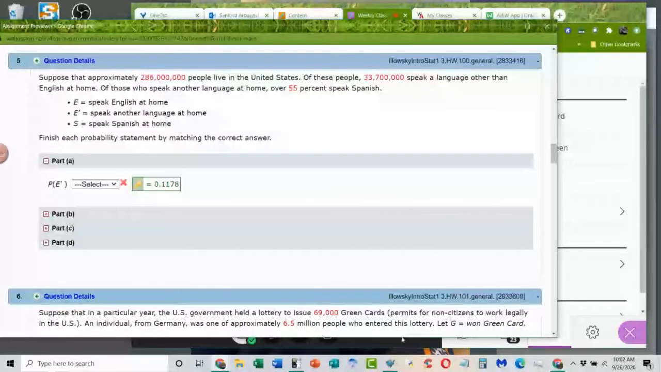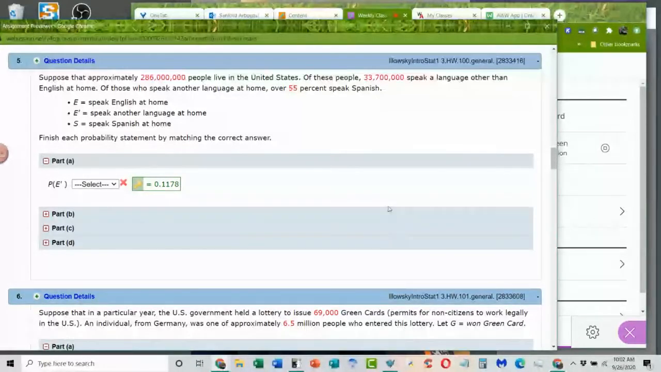So anyway, back to the problem at hand. 286 million people live in the United States, which obviously is not right, but they just wanted to pick a big number. Of those, 33,700,000 speak a language that's not English at home. You're not sharing your screen. Oh yeah, I forgot. Usually I forget to turn off my microphone and camera too when I get disconnected. That was the last couple times. I'm talking and I'm like, oh yeah, I'm not on the screen.